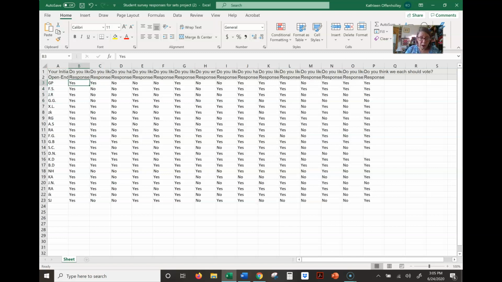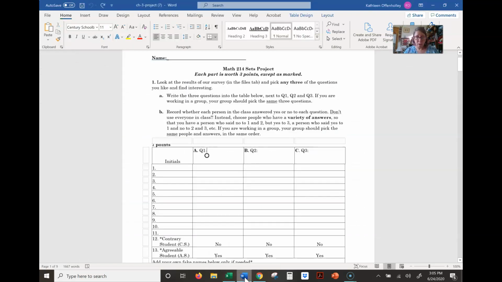Now, in the project, you get to pick 3 questions that you are interested in. Question 1, question 2, and question 3. And whatever questions you pick, it's up to you. You write the questions down up here. And then you're going to write the student's initials and whether they said yes or no. Now, it says pick a variety of answers. Choose people who have a variety of answers.